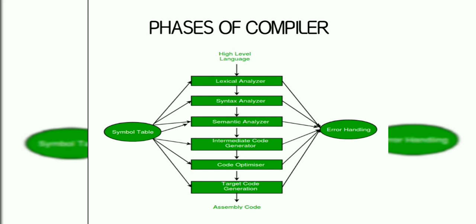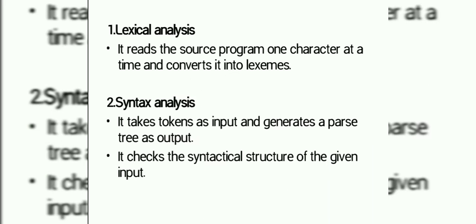Phases of compiler. The compiler operates in various phases and there are 7 phases. First, lexical analysis. It is the first phase of the compilation process. It helps to convert a sequence of characters into a sequence of lexemes called tokens. This process is called lexical analysis.